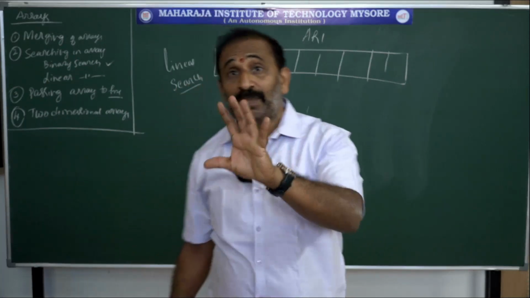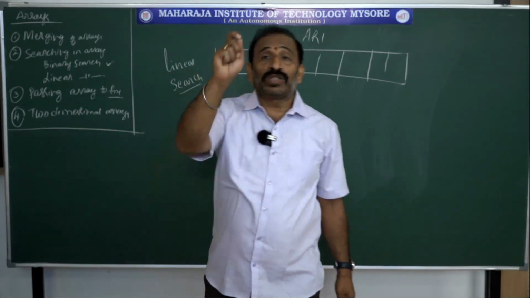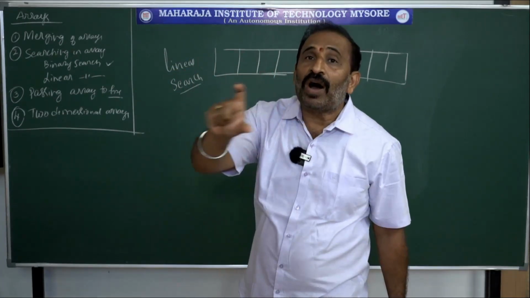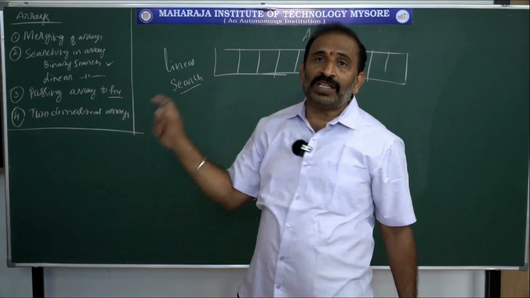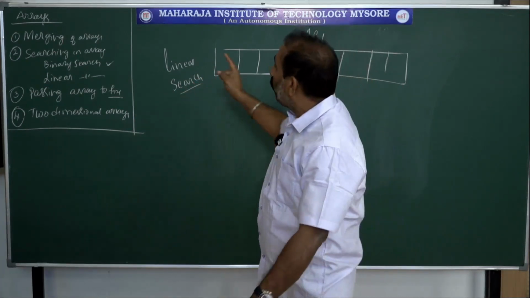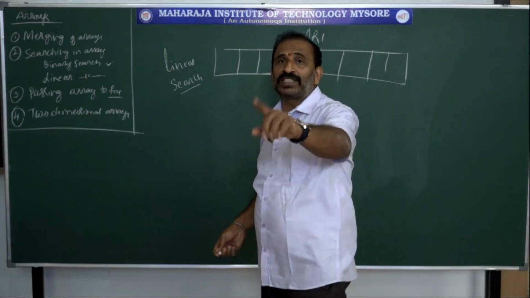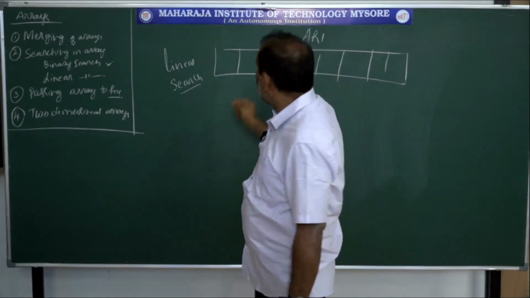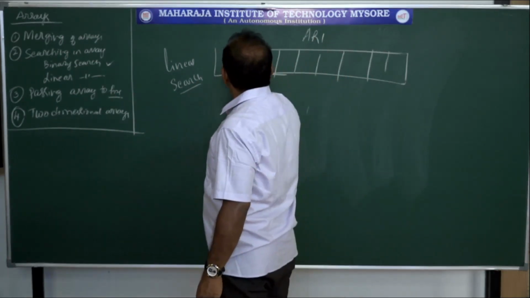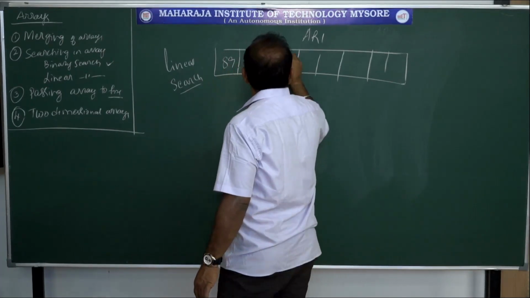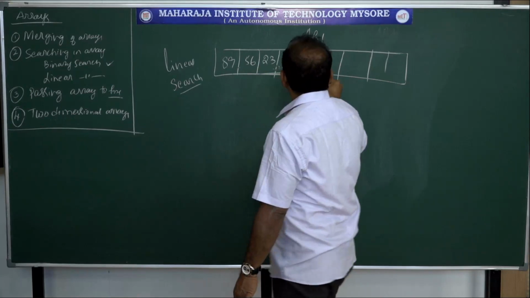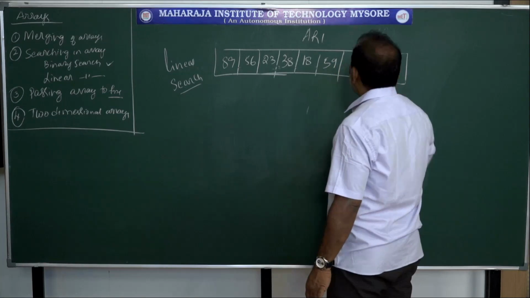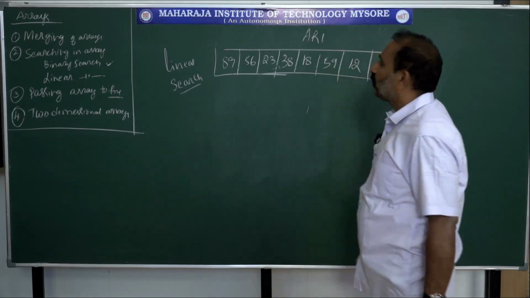A very similar concept is followed in binary search. That is possible only when you have data in order. If it is not in order, you can't do this. So therefore, one of the prerequisites to do binary search is to arrange the numbers in order, right? So assume that I have here 89, 56, 23, 38, 18, 59, 12, 8 and 6.